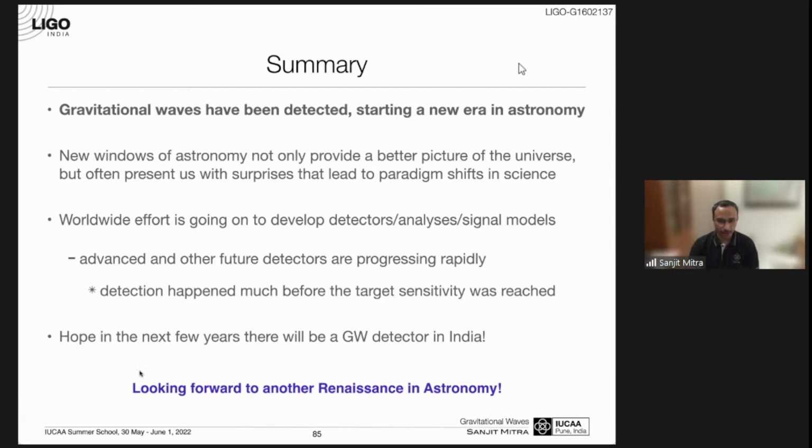Like Galileo's astronomy brought a renaissance in astronomy, we hope gravitational waves will also bring a major change there. Okay, I'll stop here.